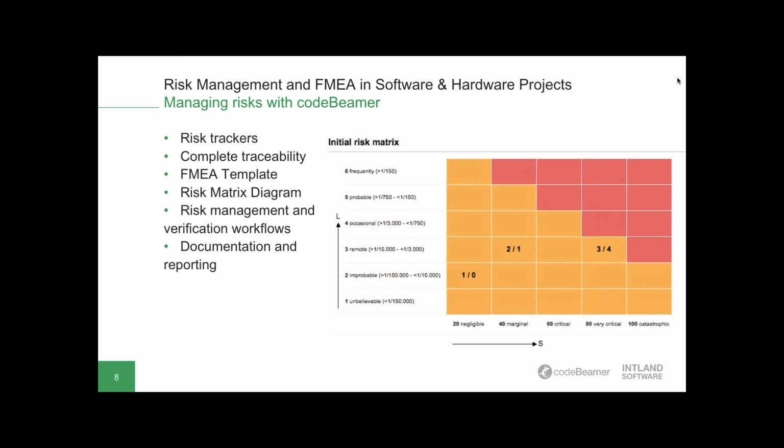So for instance, when addressing a risk with an action, let's say a task, the requirement created for this task could actually create a new risk automatically, and all these risks created automatically will be automatically interlinked in codeBeamer. Links are going to be established.